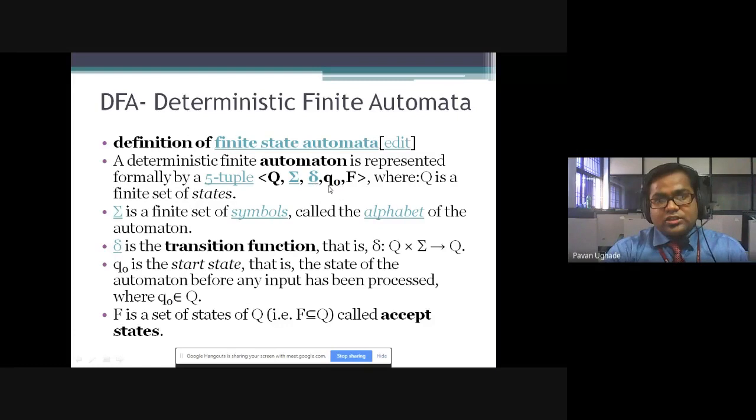Okay, then this is a q0. Q0 is the initial state. There will be a lot of states. Out of that we will be interested in two things. Actually, there are three things in the total states.